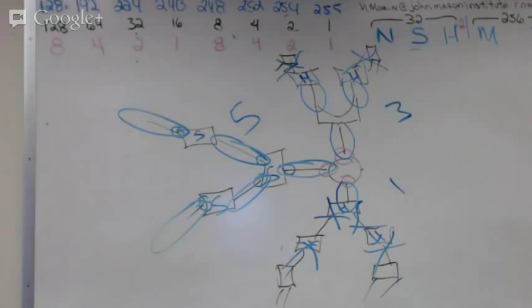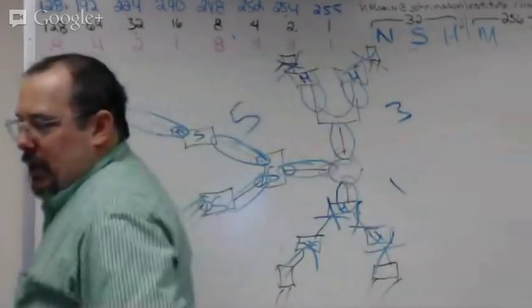Do we all see how we broke that down now? Hubs don't do this, and that's why we got to know what the little symbols say so we know the difference so we can break it down.